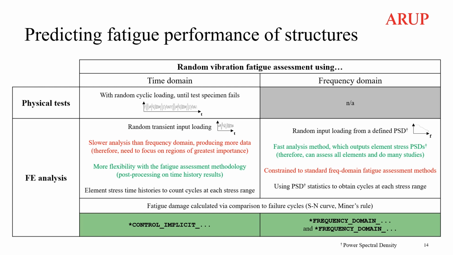Each approach requires a different method to determine the number of cycles at each stress range in the element results, but then the approach of calculating fatigue damage using the material SN curve and Miner's rule is the same for each approach. The time domain approach is a slower analysis and produces far more data, therefore it is necessary to focus on regions of greatest importance and only request results for a subset of elements. However, it is the most flexible approach due to the options available for post-processing time history results for assessing fatigue, such as rainflow cycle counting.